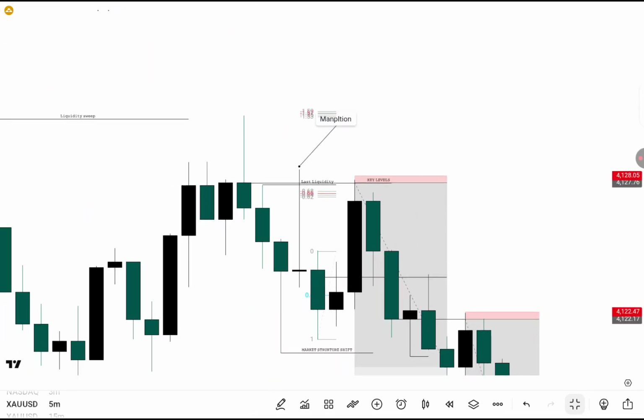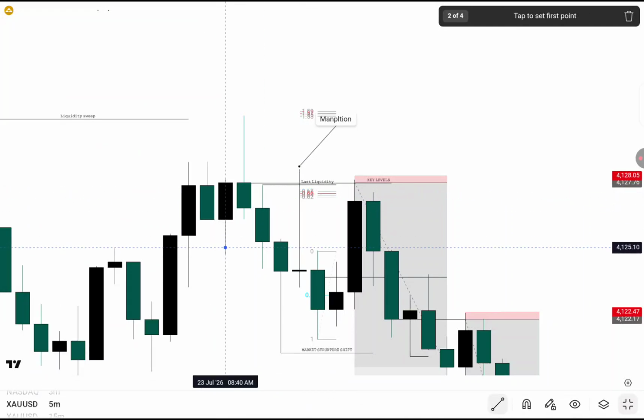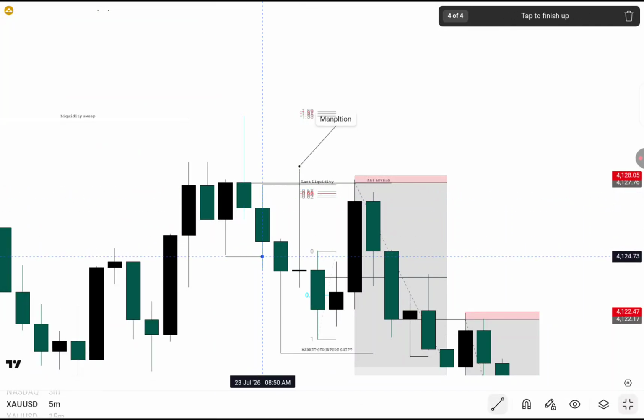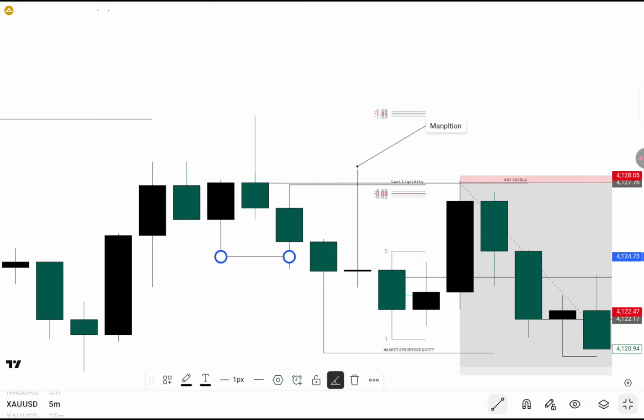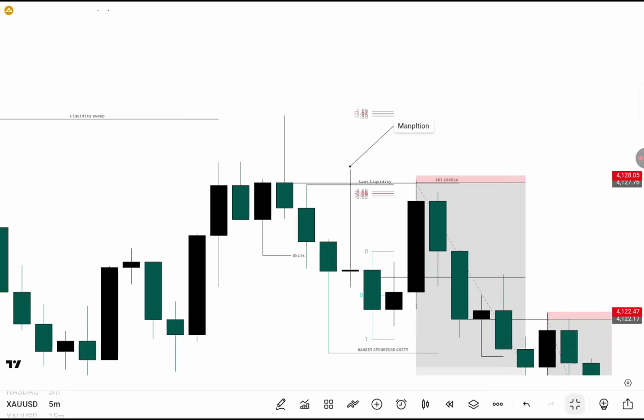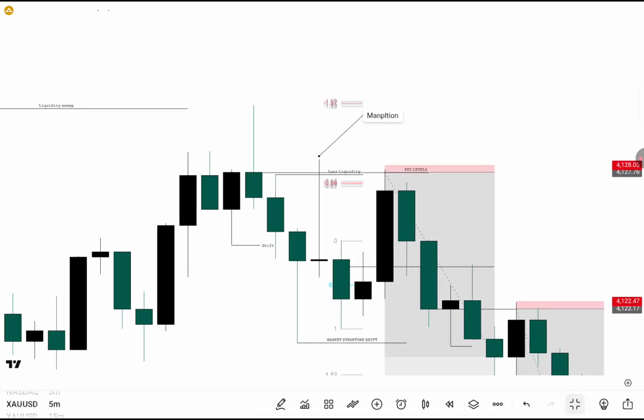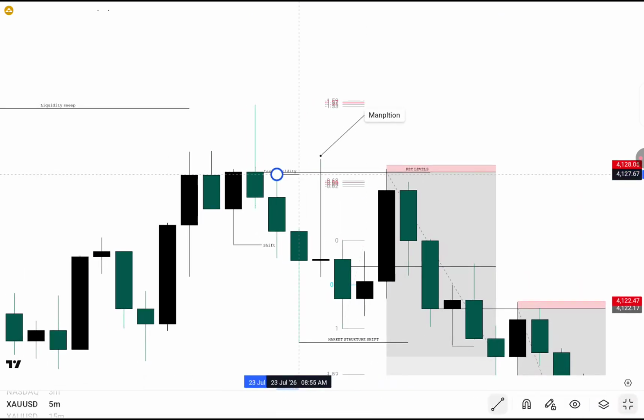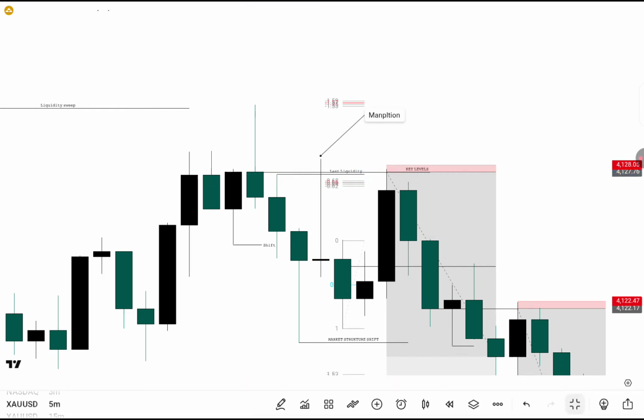After that sweep, you got another breakout here. This is a valid market structure shift here. Market structure shift. This is a shift, okay? And then we had our key level above here, correct? So you had this last liquidity protecting the key level, right? You had this last liquidity protecting the key level.